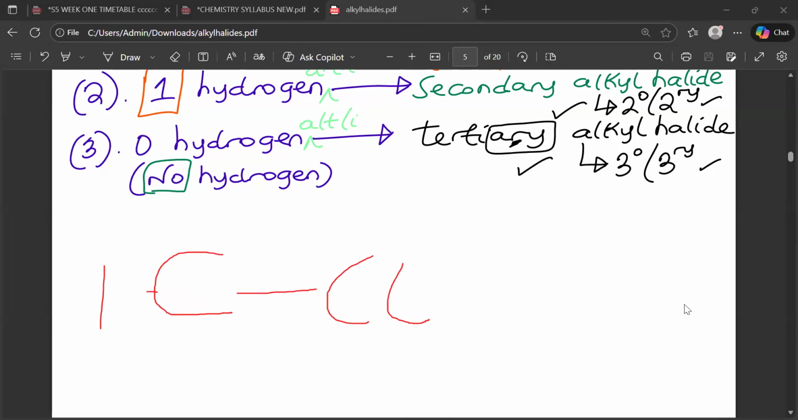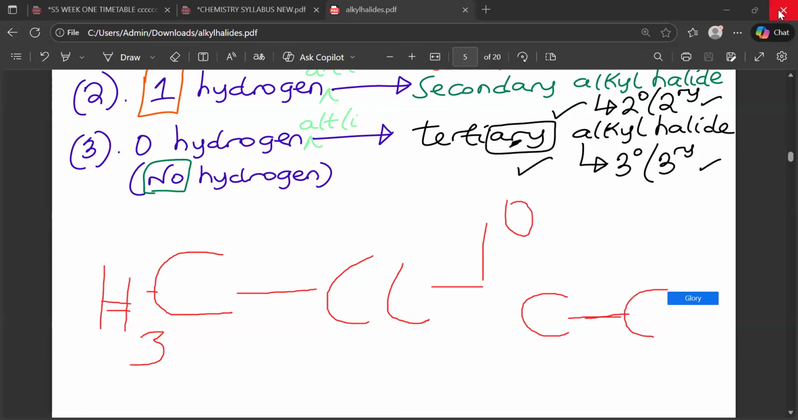Sudais, you speak. Excuse me, sir. Yes, Sudais. So I was asking what does the 1 degree, the 2 degree, and the 3 degree represent? Hey, 1 degree primary, 2 degree secondary, 3 degree tertiary. I don't know why Glory is writing on our screen. Glory, what's wrong?